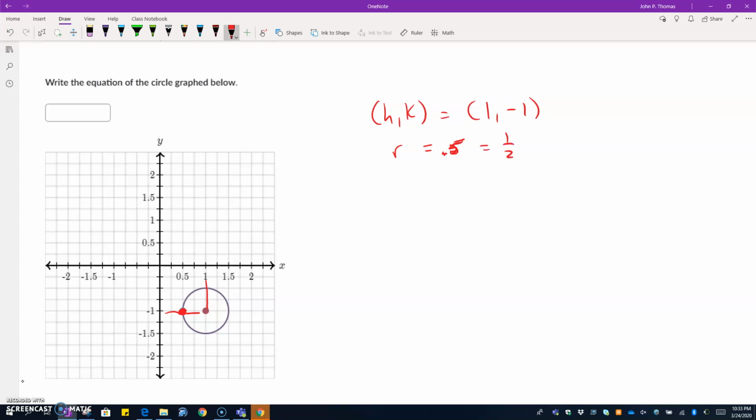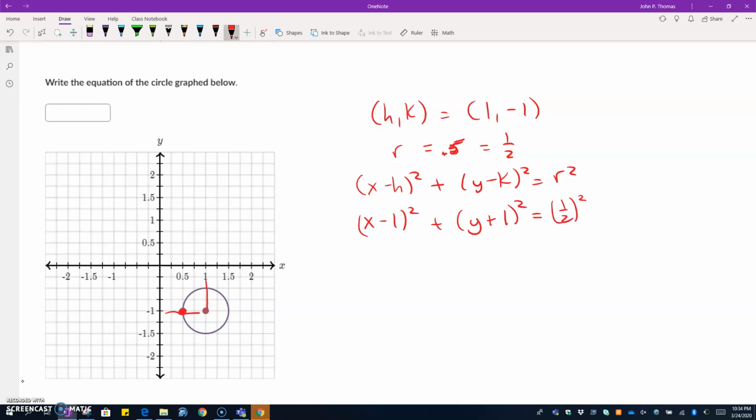All right, and we have a 0.5 for that radius, or you could write it as 1/2, whichever way is easier for you. From here, now I'm going to take it to my form, x minus h quantity squared plus y minus k quantity squared equals r squared, and I'm just going to do substitutions. So I have x minus 1 quantity squared plus y minus a negative 1, which would be y plus 1 quantity squared, equals 1/2 squared.